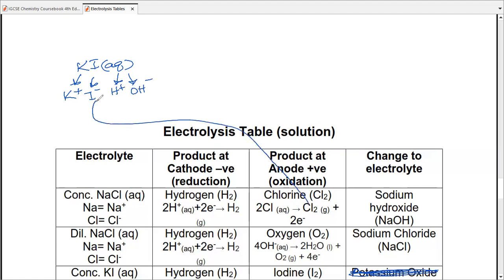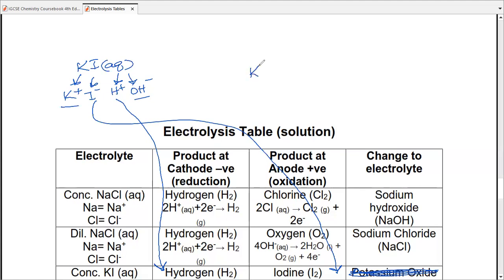Now iodide ions are forming iodine over here. H positive ions are forming hydrogen over here. What are we left with? We are left with these two ions. What's going to happen to them as a change to electrolyte? It will become potassium hydroxide. Your voice is breaking off. I cannot hear you. It will become what? Potassium hydroxide. Perfect. That's going to form potassium hydroxide.